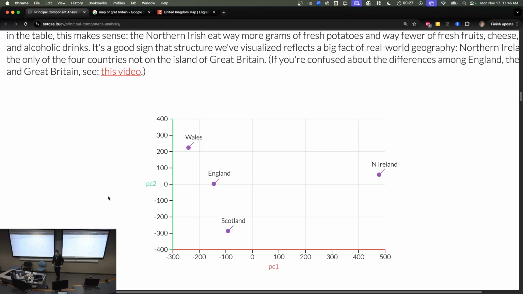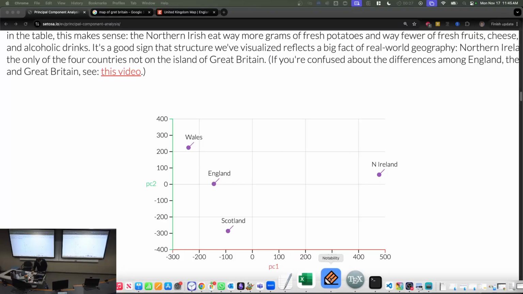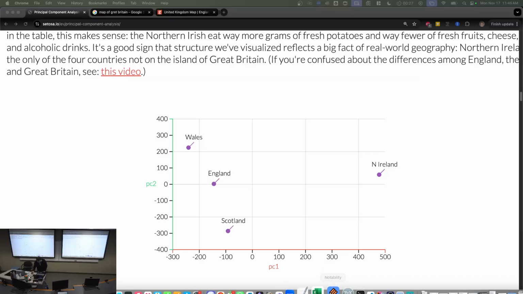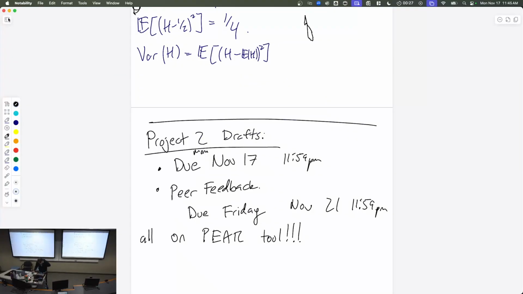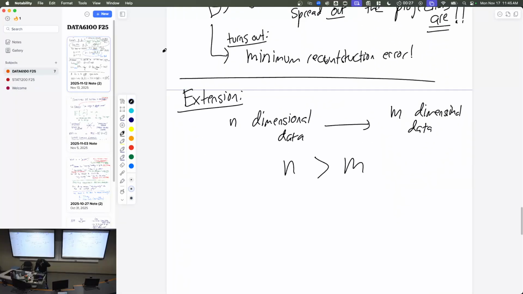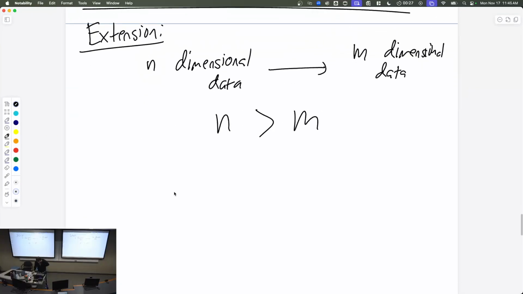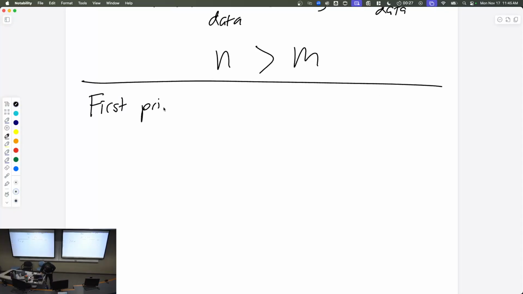How did we get this? And this is mathematically what I want to briefly talk about here. Last class we saw how to get the first principal component direction. In this class, I want to talk about how to get the second principal component direction and higher ones. That would be this. Okay. So the first principal component. This was last class.